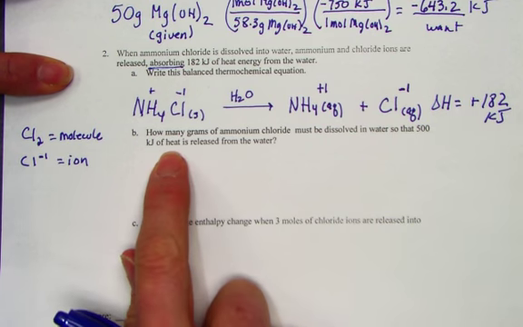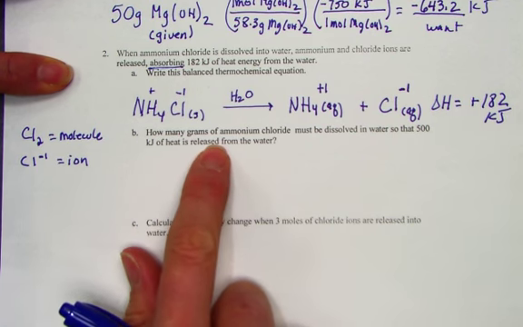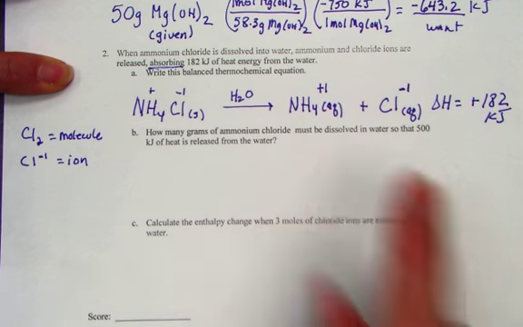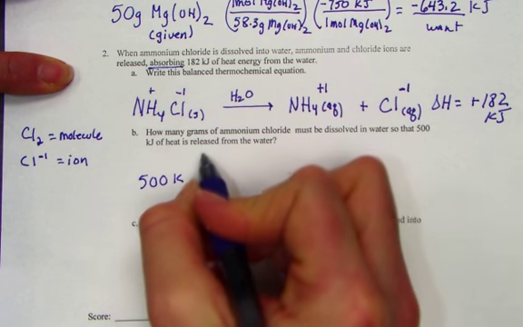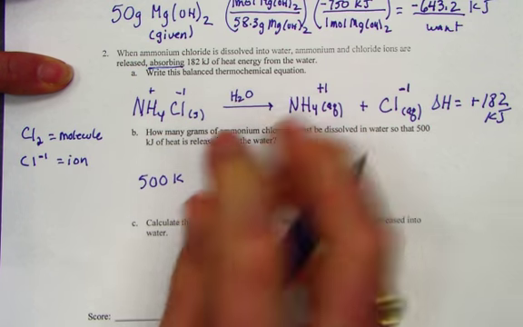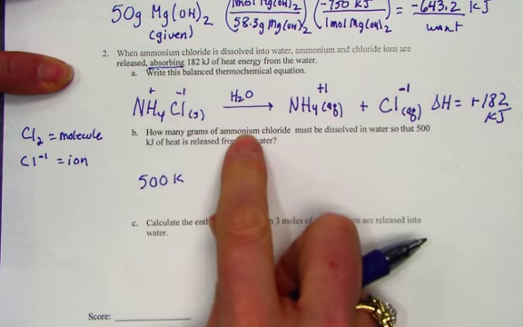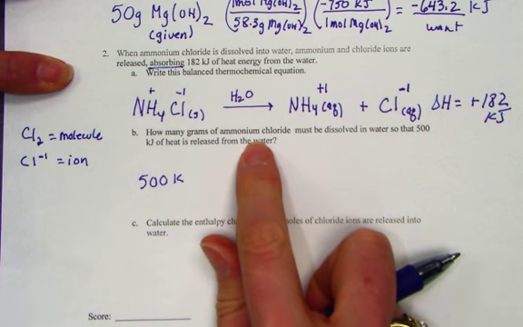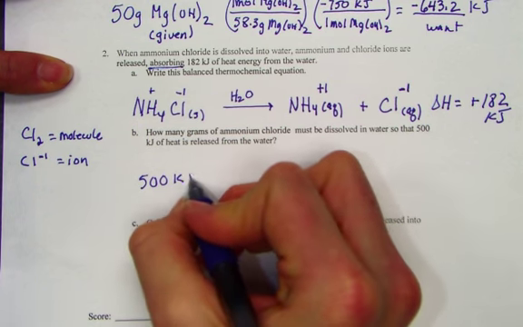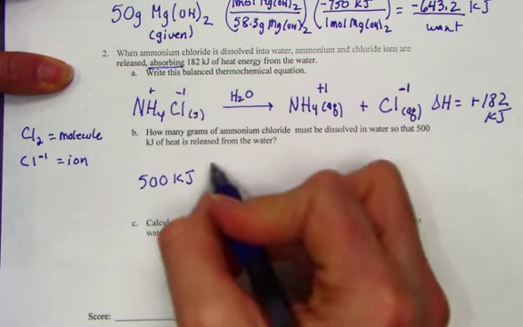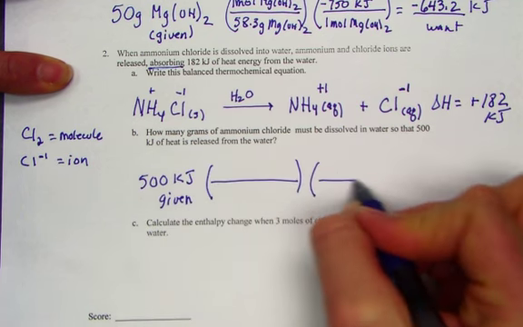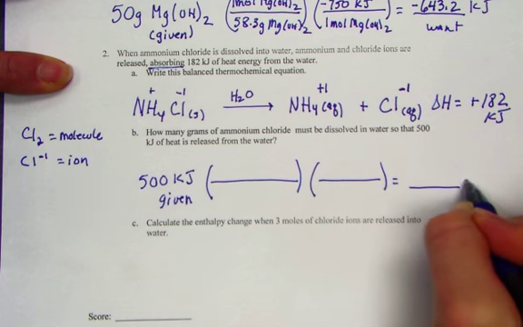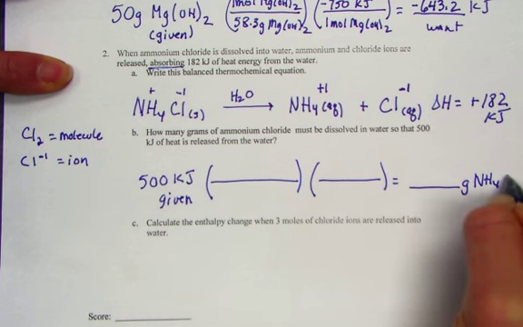In our letter B, how many grams of ammonium chloride must be dissolved in water so that 500 kilojoules of heat is released from the water? Ammonium chloride absorbs the heat. The water is releasing the heat. 500 kJs is our given. We want to know grams of ammonium chloride.